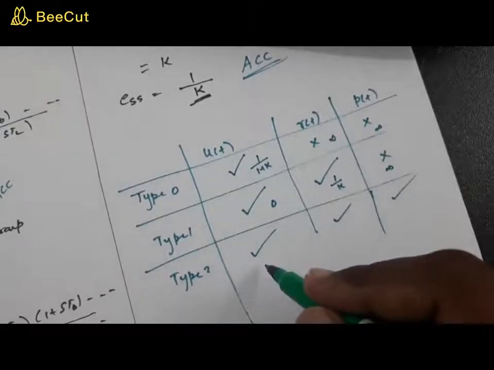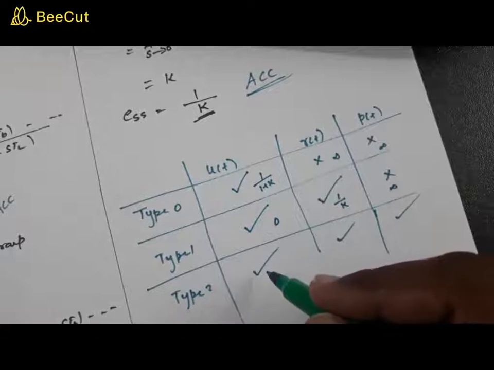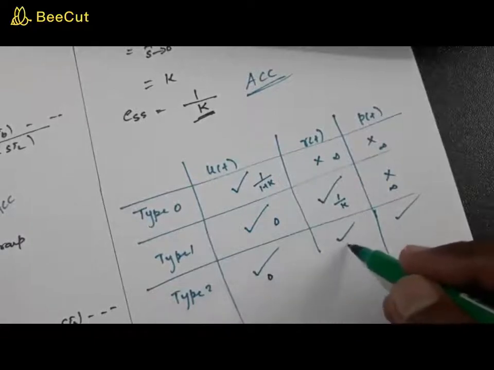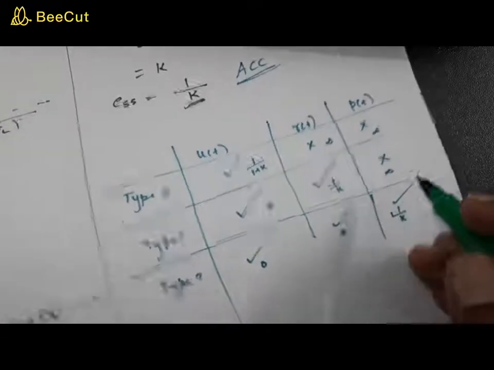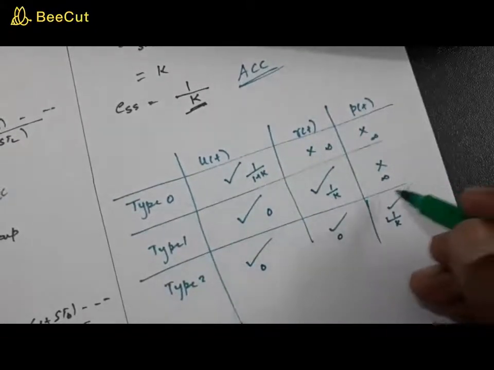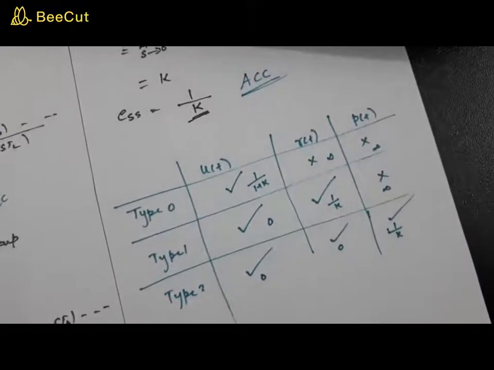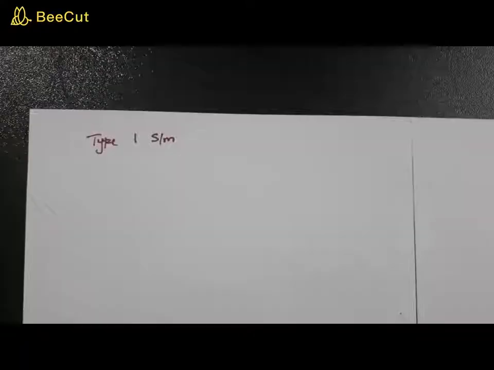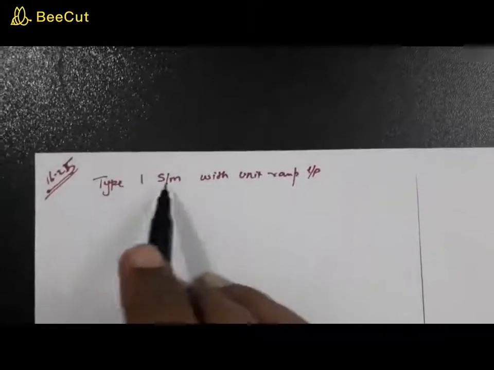Now in this case, we have just seen that this is 0, this one is also 0, this one is 1 by k, which can also be restricted. So thereby all the three inputs are acceptable. Okay, hope you understood this. Okay, now we are going to consider a type 1 system with a unit ramp input, right?